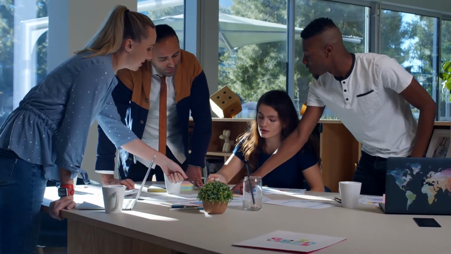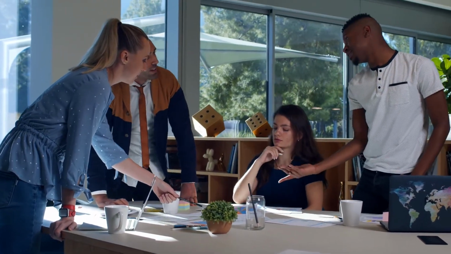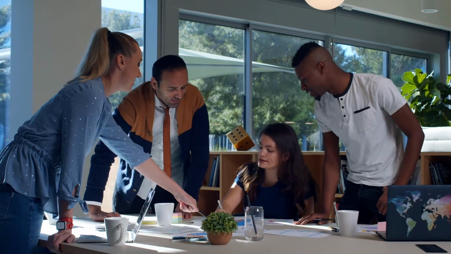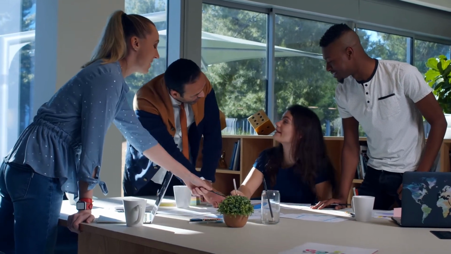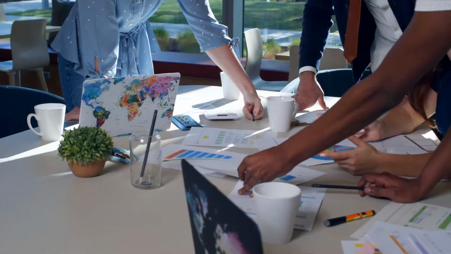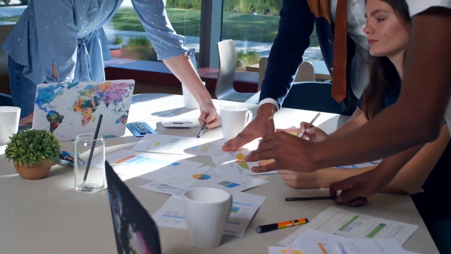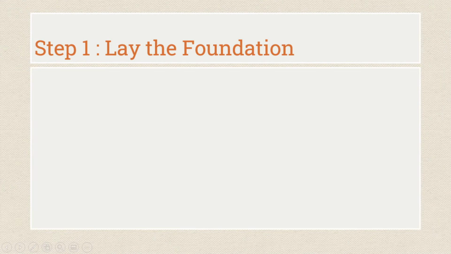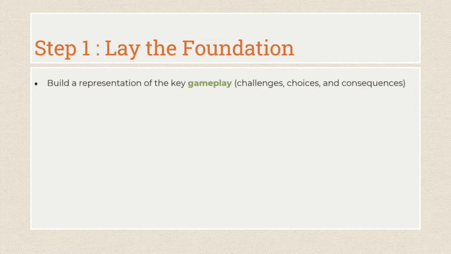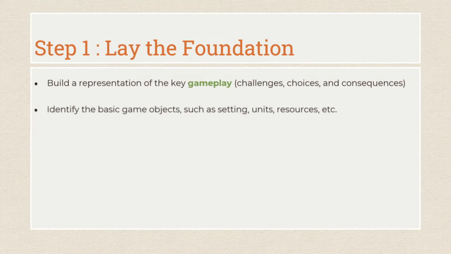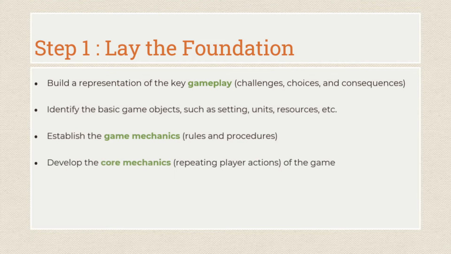Physical prototype development should not be ignored and should be implemented at the earliest stages of the concept stage of game production. The process of developing physical prototypes can be broken down into steps using the same iterative process discussed earlier. The first step of the physical prototyping is to lay the foundation. Here we build a representation of the key gameplay, identify the basic game objects such as settings, units, and resources, establish the game mechanics, and develop the core mechanics.